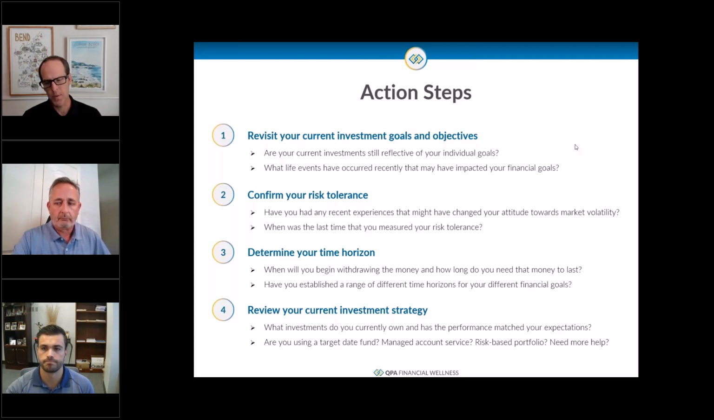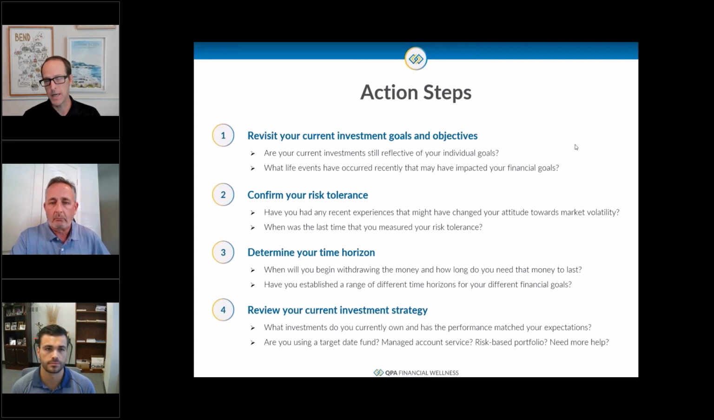And then that 4th piece is going back to reviewing your current investment strategy. Have your investments that you have now met your expectations? Is the performance that you wanted what is actually happening, right? We can sit down and walk you through what those expectations might be based upon the investments that you are investing into. And I think this is probably one of those big takeaways, this last point here.